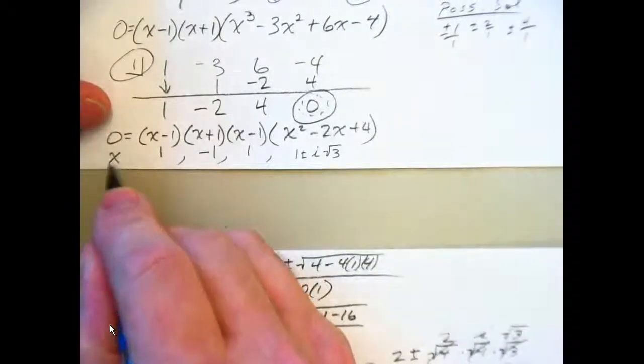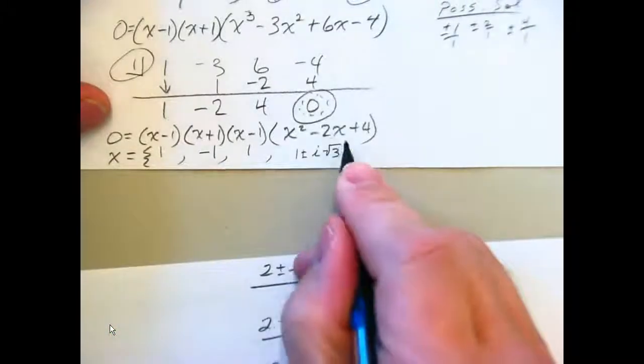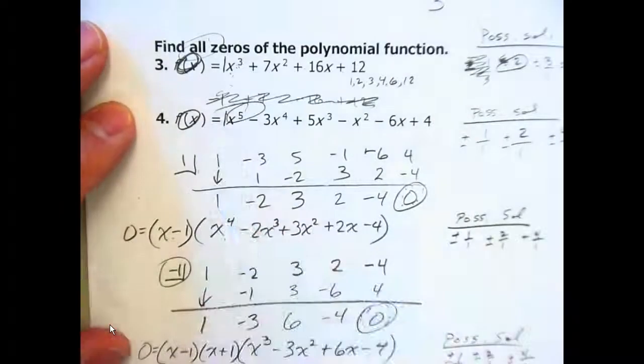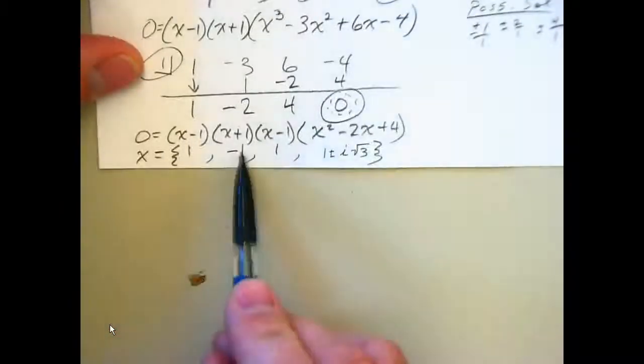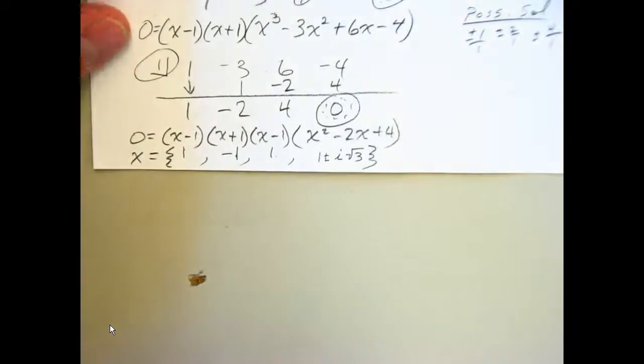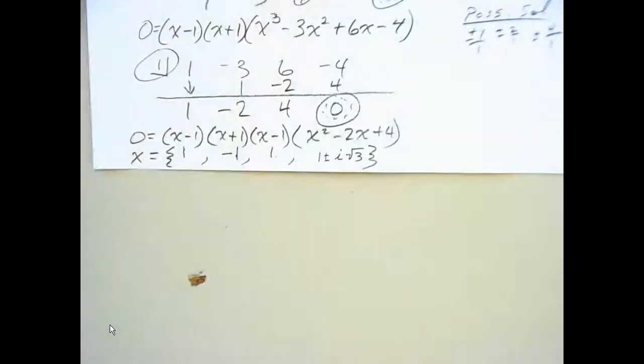How many possible solutions should we be able to have? We should have 5 solutions, right? And we have 1, 2, 3, 4, 5. We found all 5. We're amazing. Okay?